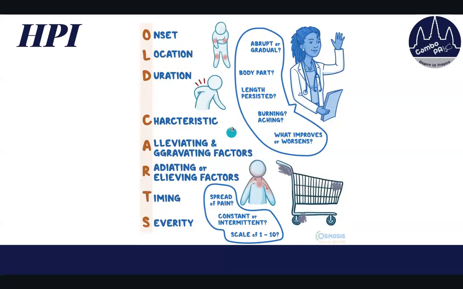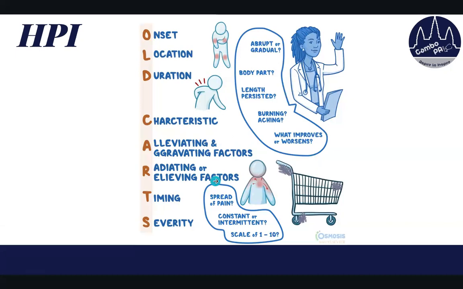Different characteristics of the pain. Is it dull, achy, sharp, burning? Alleviating or aggravating factors? What makes it worse? What makes it better? Radiating or relieving factors, kind of interchangeable like that. Does it radiate down to their arm? Does it radiate down their legs? Does it radiate to the back of their shoulder?